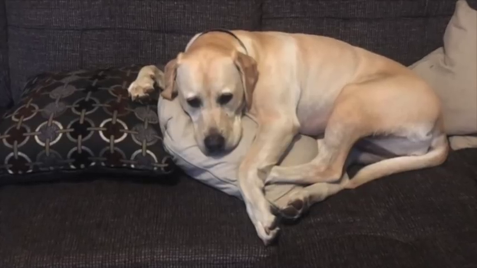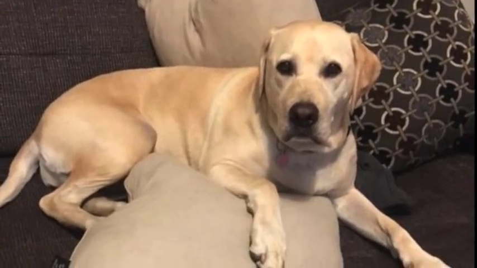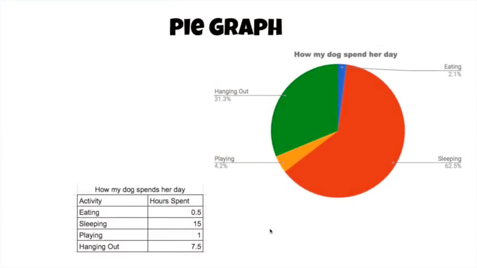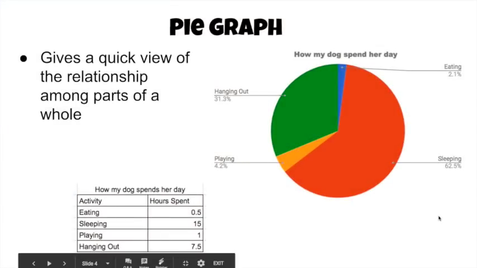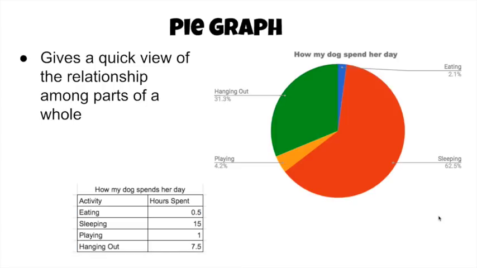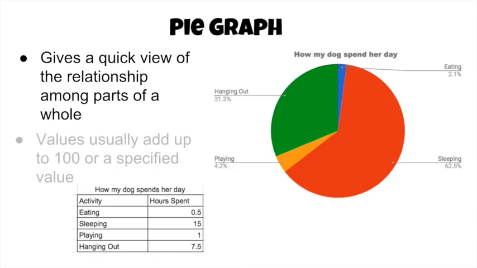I wonder what kind of graph would represent the activities Willow does in a day the best. Pie graphs. We use pie graphs to show a quick view of a relationship among parts of a whole. They usually add up to 100, like 100%, or a specified value. So in this case, it's per day. So my specified value would be 24 hours in a day.